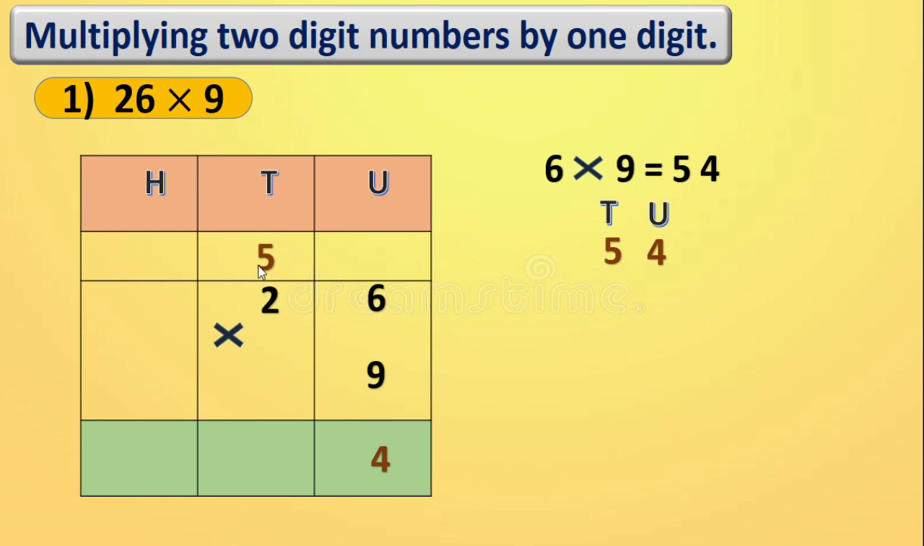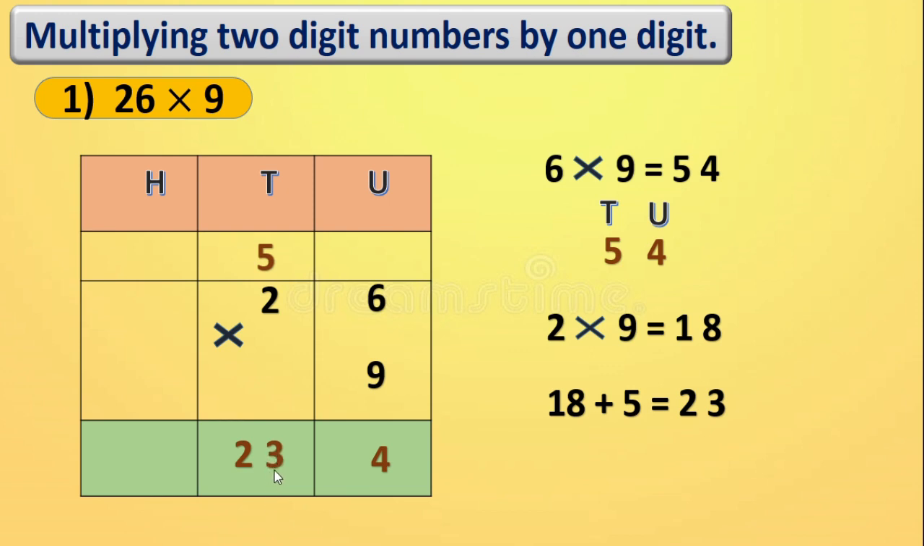5 is carried over to the tens place. Okay. Now only 4 remained here in the unit column. Now we will multiply 9 and 2. So 9 2s are how much? 18. Isn't it? Now we have to add 5 to 18 because 5 is already there, isn't it? So 18 plus 5 is equal to 23. Here in the tens column we will write 23.